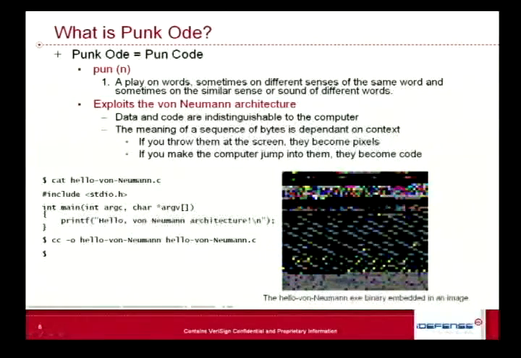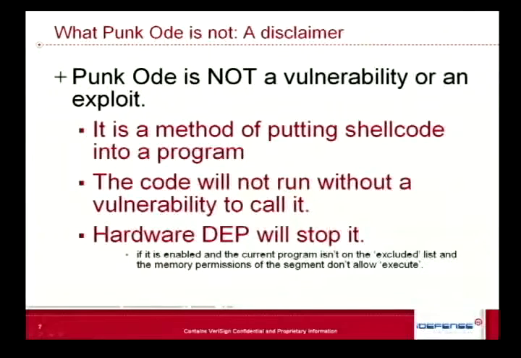The picture on the right is an image generated from an executable file. Basically, I just put an image file header on it and told it to display it. The code for that's on the left. Pun code is not a vulnerability or an exploit. It's just a method of putting the shellcode into the program. The code won't run without a way of actually calling it.